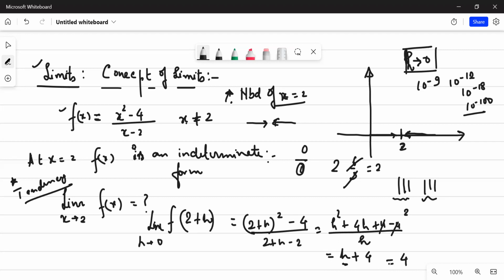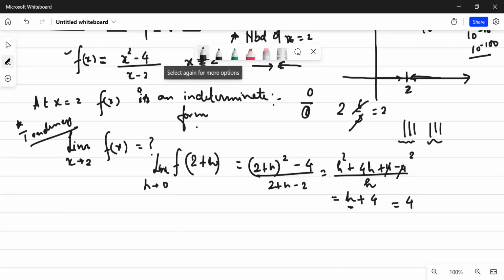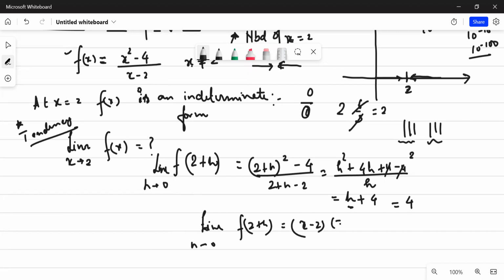So this is the beauty of limits. Initially, you were saying that h is infinitesimally small. If I do it in another manner, let's say I use this particular expression, x square minus 4 upon x minus 2, I can do it in this fashion also. I'll write (x minus 2) into (x plus 2) divided by (x minus 2).